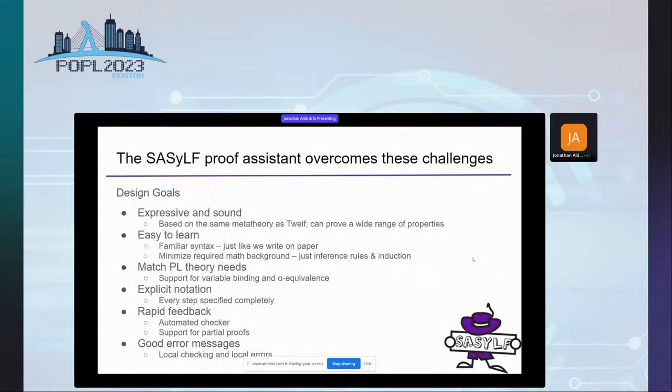So Sassy Elf is a tool. We'll be talking about the tool, but also kind of the pedagogy and how we use it to teach. It's intended to be expressive and sound, so it's based on the same meta theory as Twelf. And I had an undergraduate thesis student who actually developed that correspondence. And we found it can prove a wide range of properties. So some citations coming later on. But almost everything in TAPL can be formalized and proved in Sassy Elf. Basically everything except, for technical reasons, relational arguments.